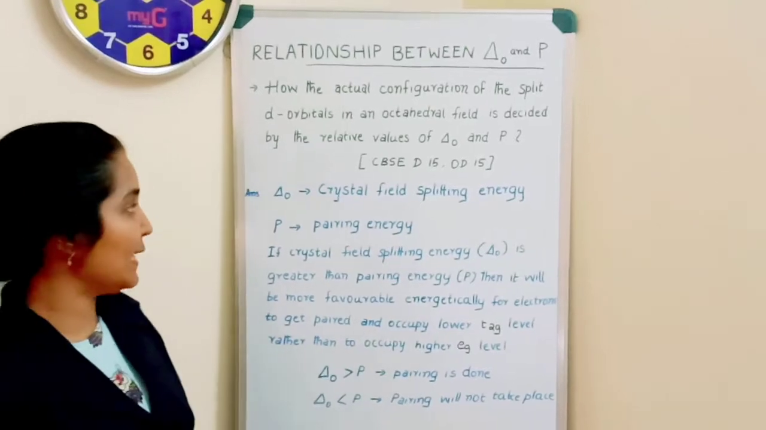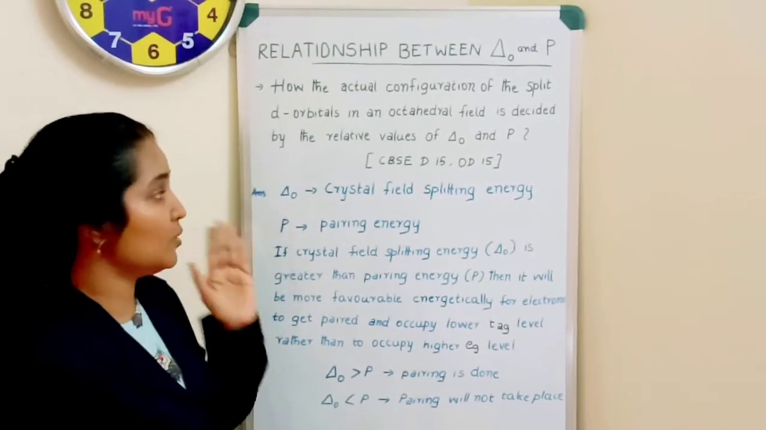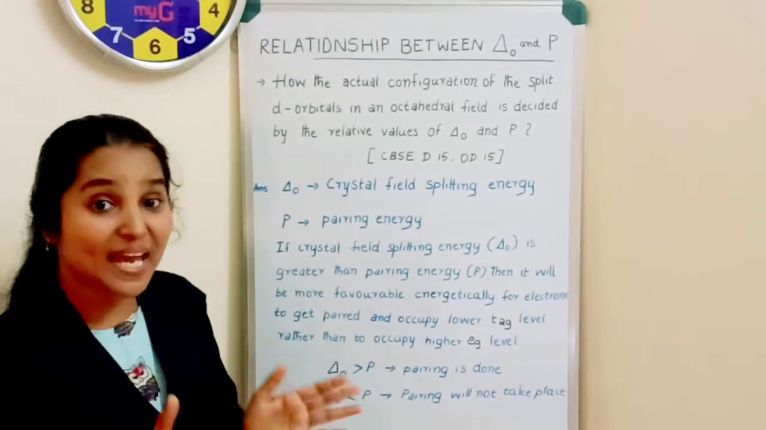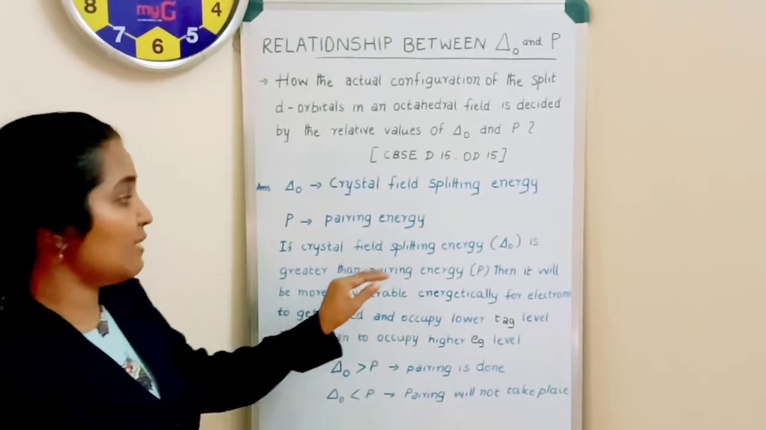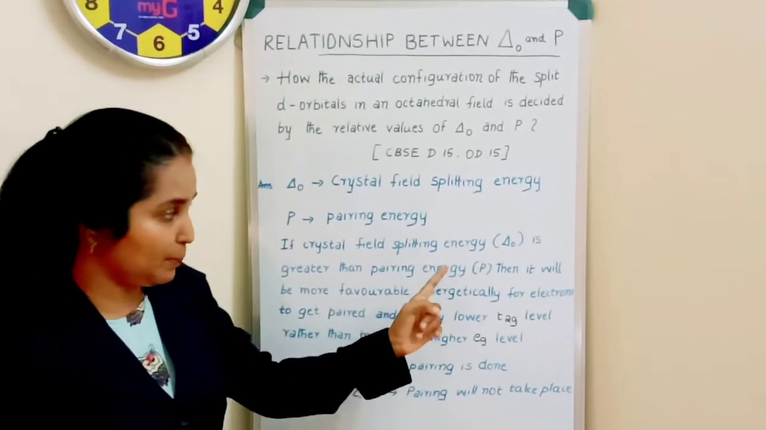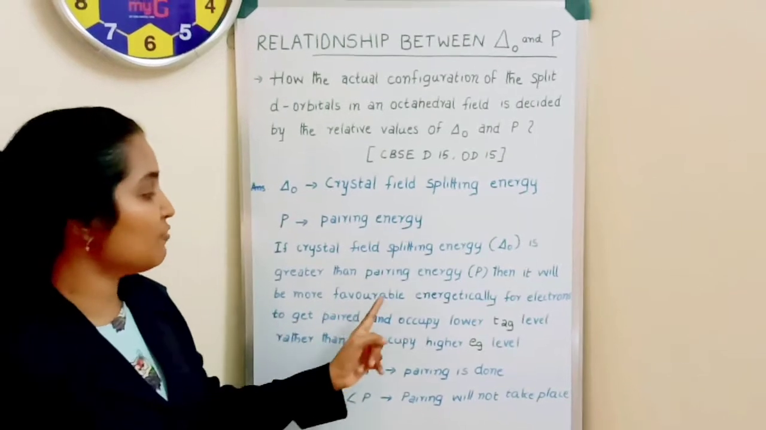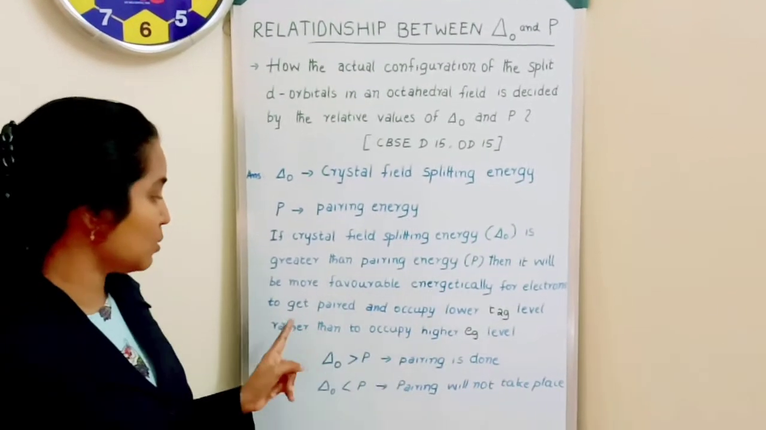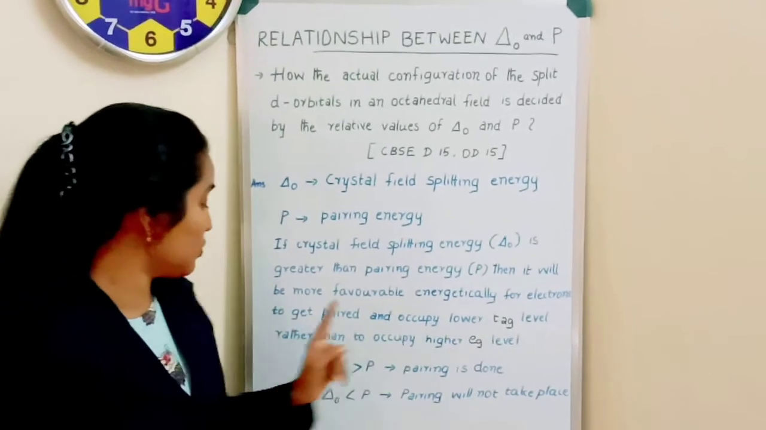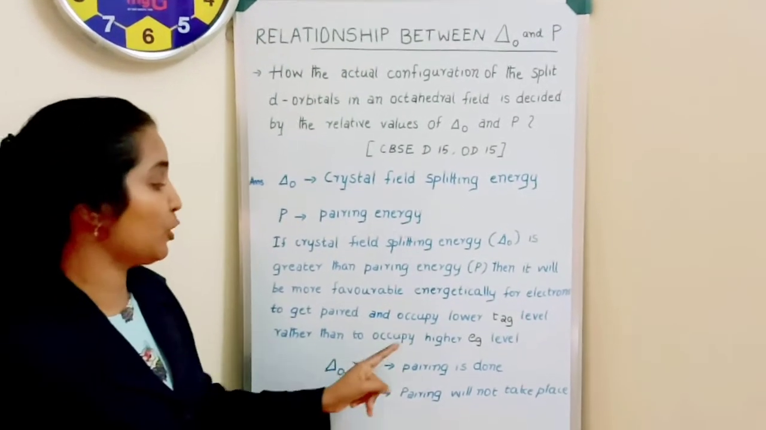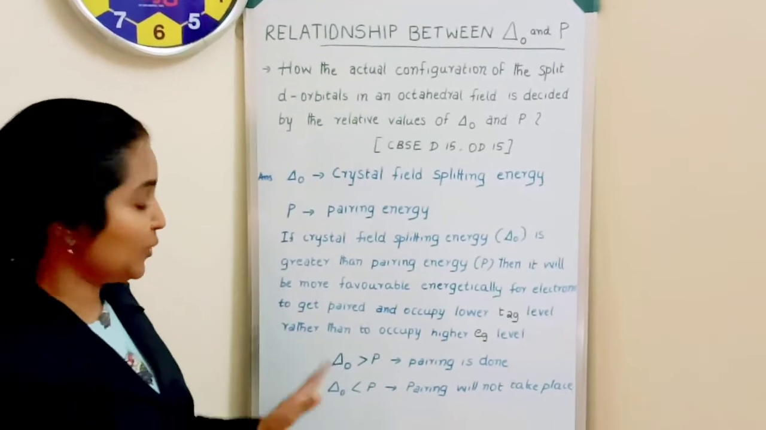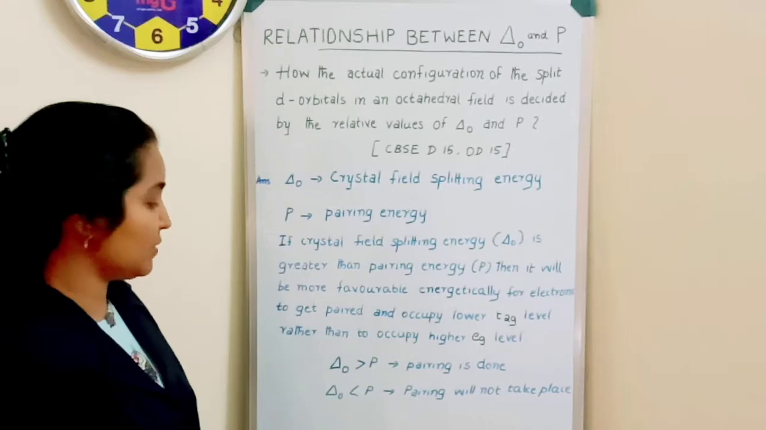So what will be your answer? You will write: delta naught is crystal field splitting energy, and P is pairing energy. If crystal field splitting energy delta naught is greater than pairing energy P, then it will be more favorable energetically for electrons to get paired and occupy the lower T2g level rather than to occupy the higher Eg level. That's correct.